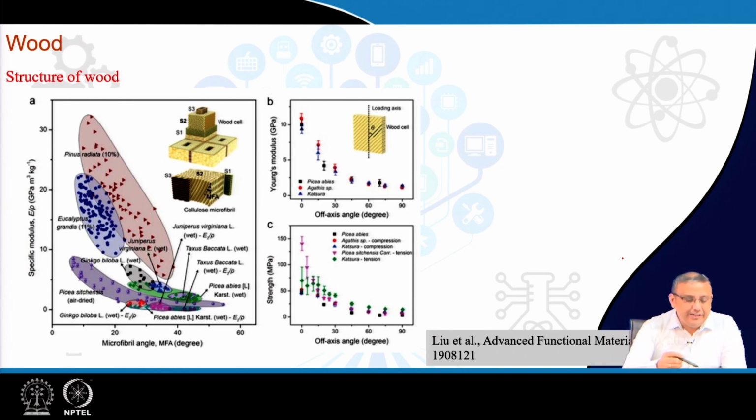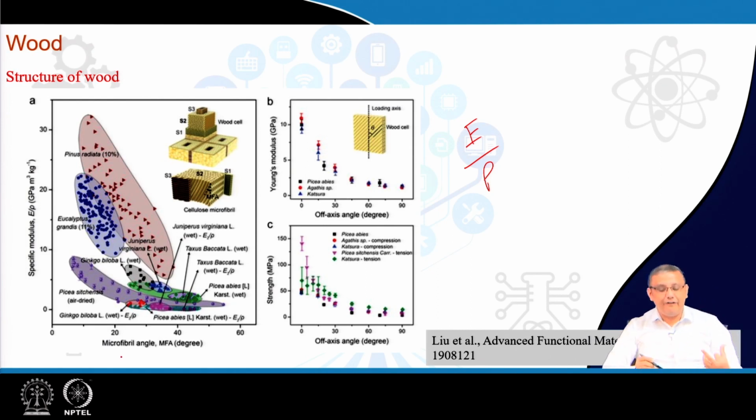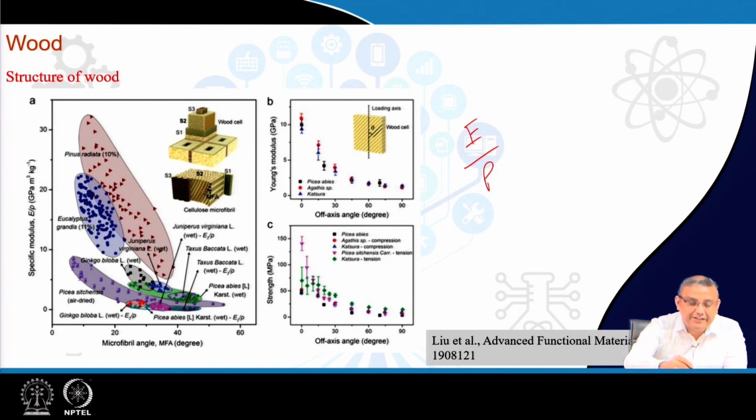As you can see, this slide shows the x axis and y axis. It shows the specific modulus, which is nothing but E over rho, and also the strength, against the microfibril angle or off axis angle along the x axis. So, what do I mean by that? You can see the schematics being shown over here.